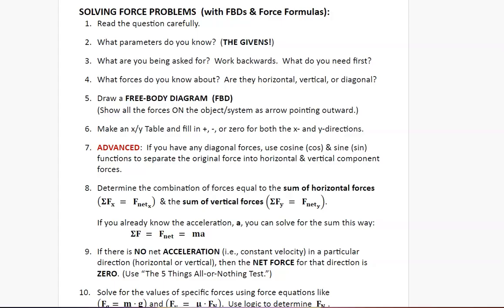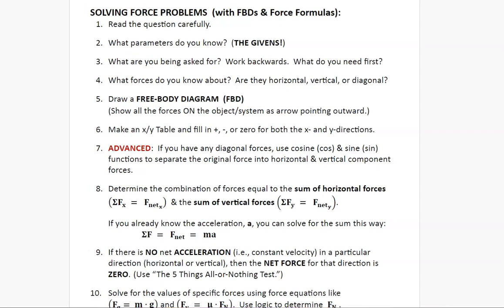This is the second lesson of Unit 2 on forces and energy, and it's a continuation of the section on forces, Part 2. So where we left off was the beginning of solving force problems. This first page is basically a list of hints and strategies for solving force problems with free body diagrams and using force formulas. Obviously, number one, you want to read the question carefully.